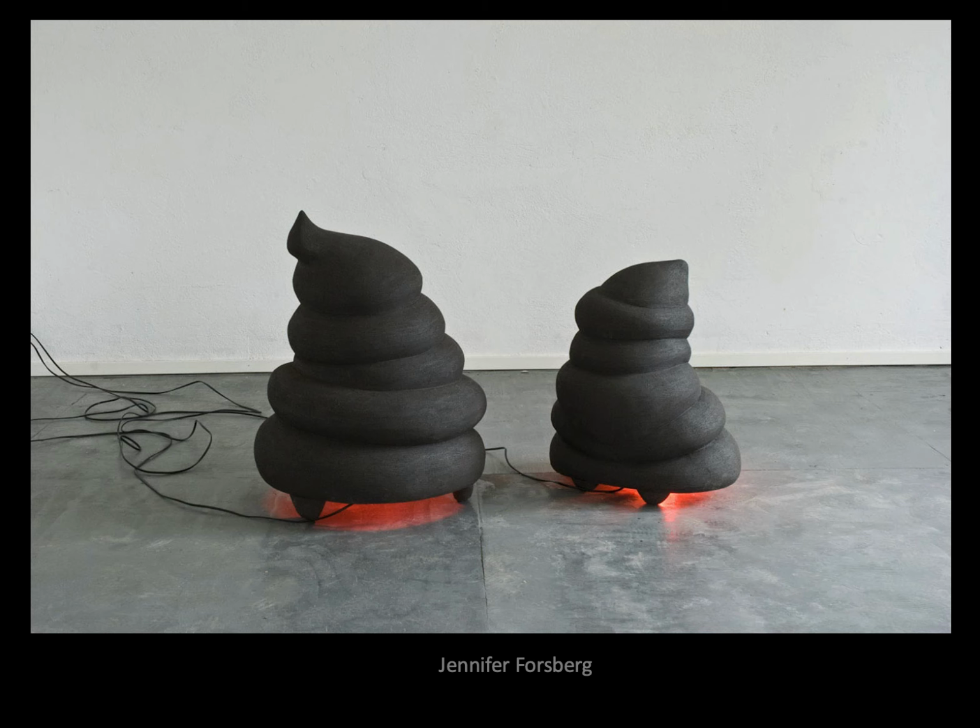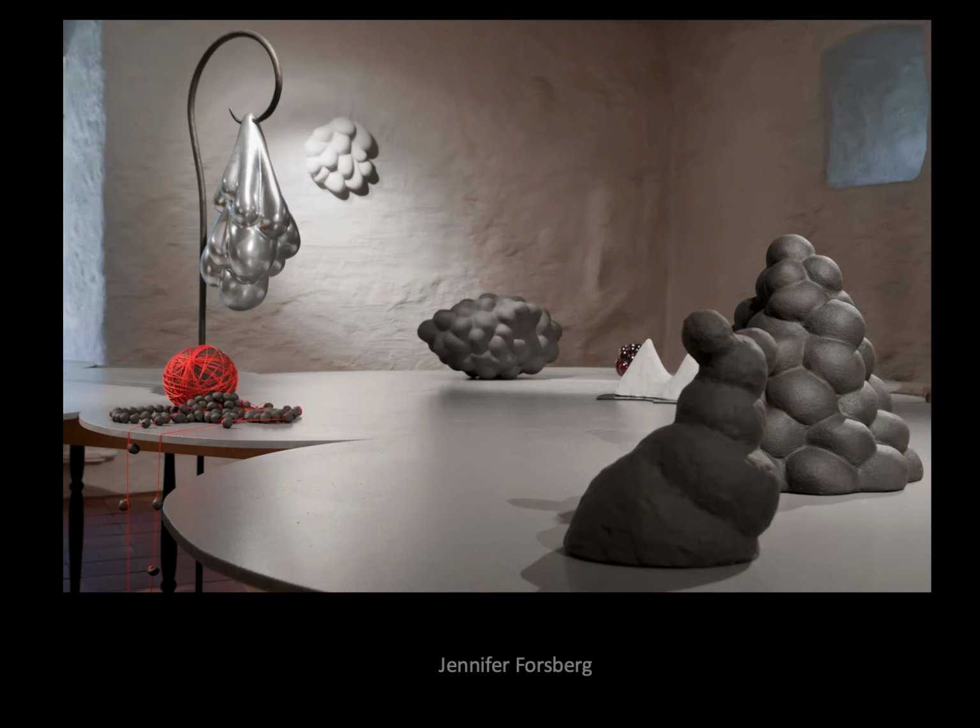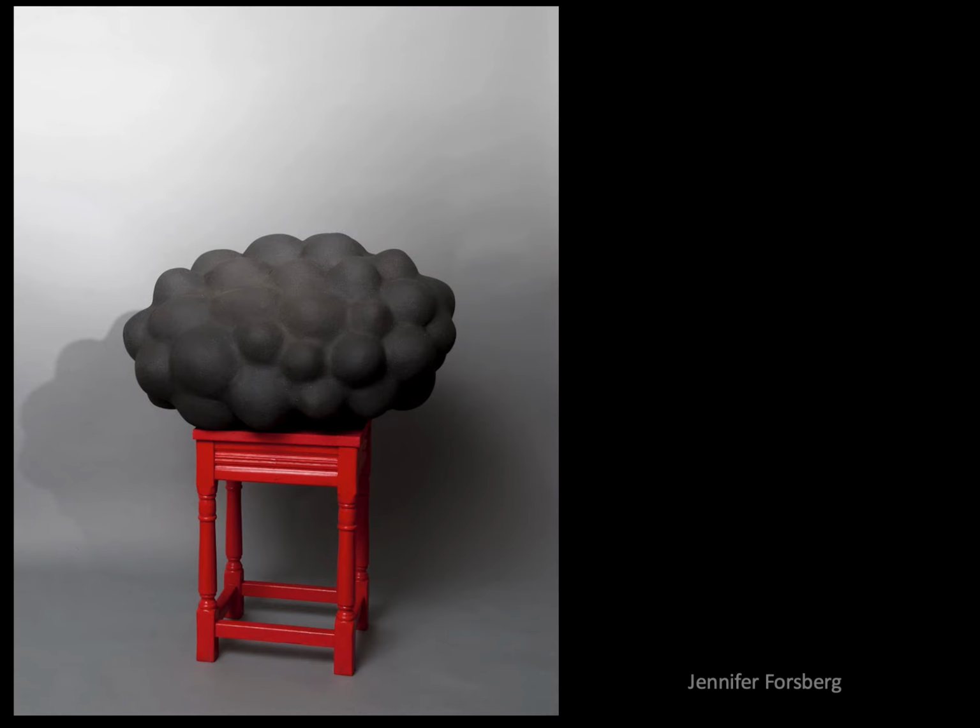Jennifer Forsberg is a Swedish artist, and here again, you can see she's using some electronics. This would be another way of bringing in another material, another media, electricity and lights, to accentuate the mysterious quality of these forms. Lots of different materials here. She's got yarn and steel. You see that steel curlicue there holding that ceramic form.